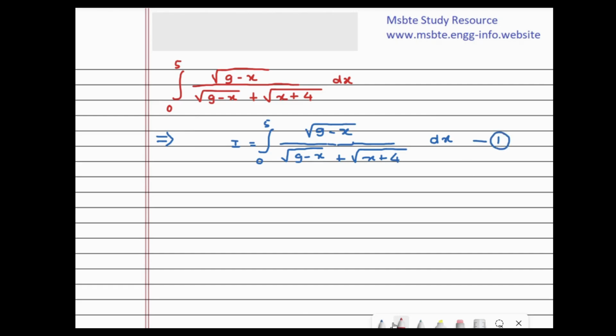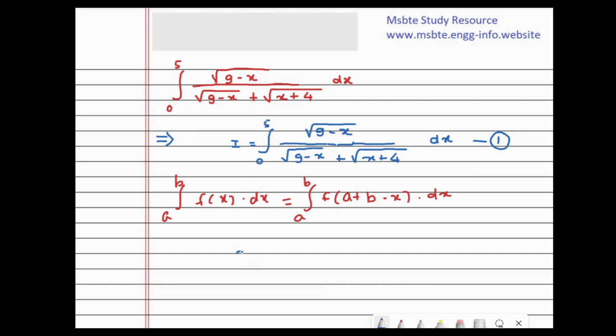Now here we use the property of definite integral, that is, integration a to b of f(x) dx can be written as integration a to b of f(a plus b minus x), that is, lower limit plus upper limit minus x. Writing in this manner doesn't change the value of the integral. So we will apply this property to our integral. The lower limit of our integral is 0, upper limit is pi.